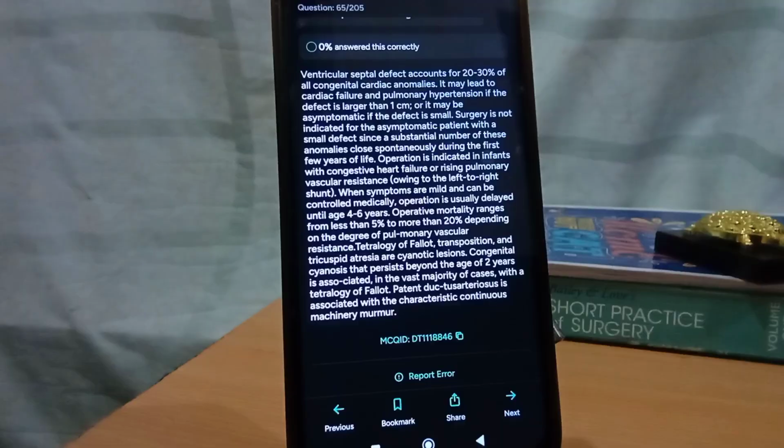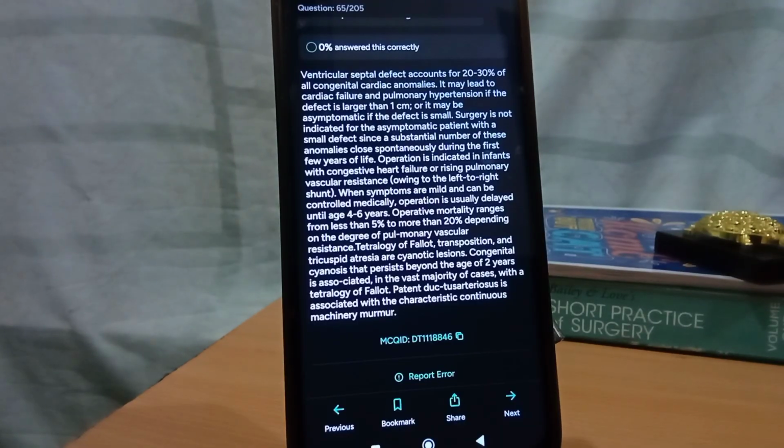Tetralogy of Fallot, transposition, and tricuspid atresia are cyanotic lesions. Congenital cyanosis that persists beyond the age of 2 years is associated, in the vast majority of cases, with tetralogy of Fallot. Patent ductus arteriosus is associated with a characteristic continuous machinery murmur.